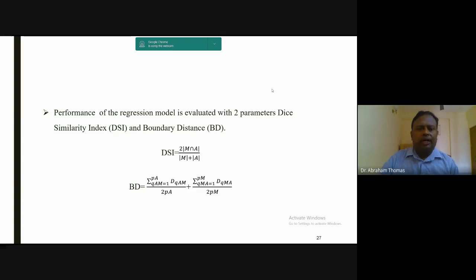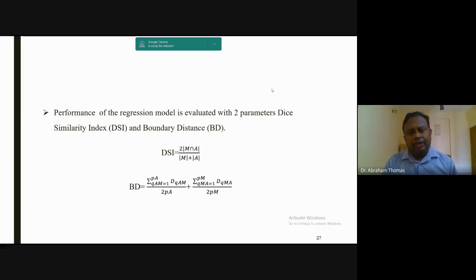Okay, 0 and 1. When the value is 1, there's a perfect match. When the value is 0, M intersection A has an area equal to 0, that is, there's no match. So the dissimilarity index can take a value between 0 and 1, and if it's a value close to 1, that means the match is really good.